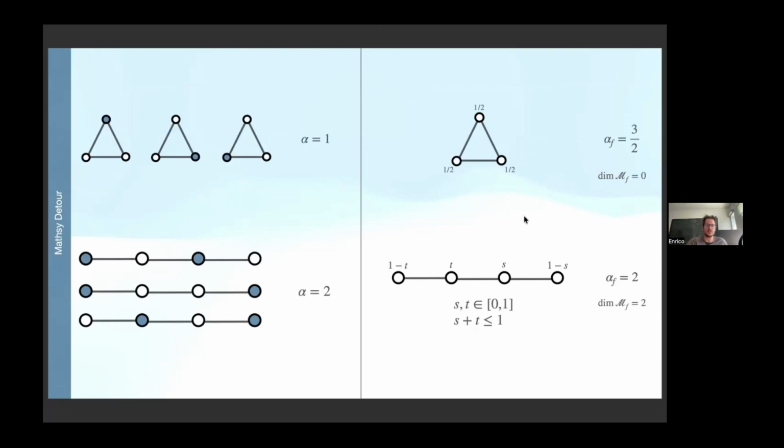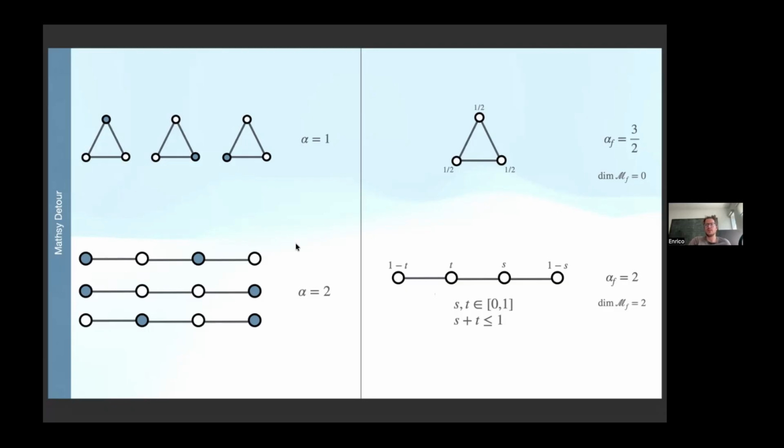So, just some examples. You see, for example, in this case, alpha and alpha f give the same value. This is actually a property of all bipartite graphs. When you have bipartiteness, alpha and alpha f are exactly identical, and so by computing alpha f, you can exactly compute alpha in polynomial time.